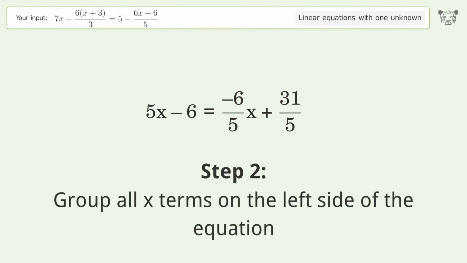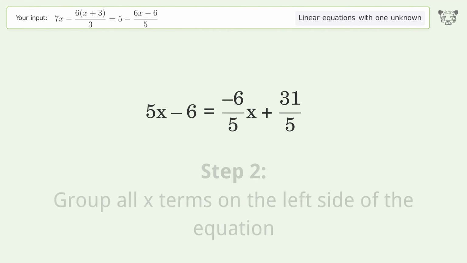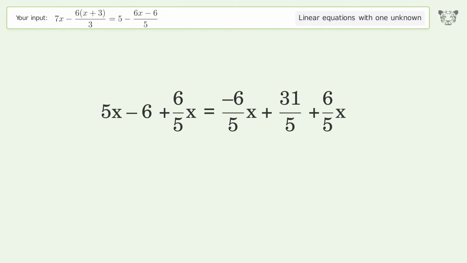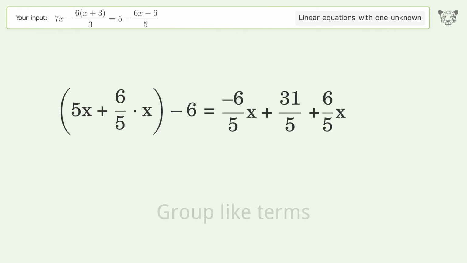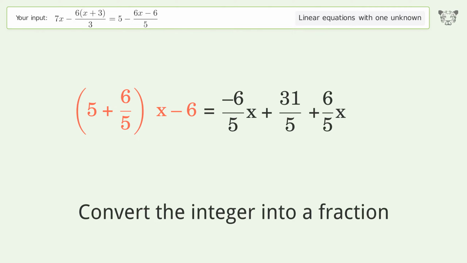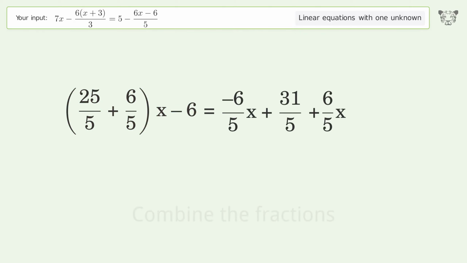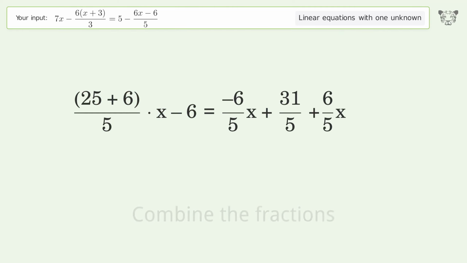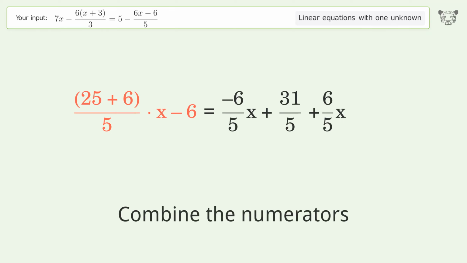Group all x terms on the left side of the equation. Add 6/5x to both sides. Group like terms. Group the coefficients. Convert the integer into a fraction. Combine the fractions. Combine the numerators.